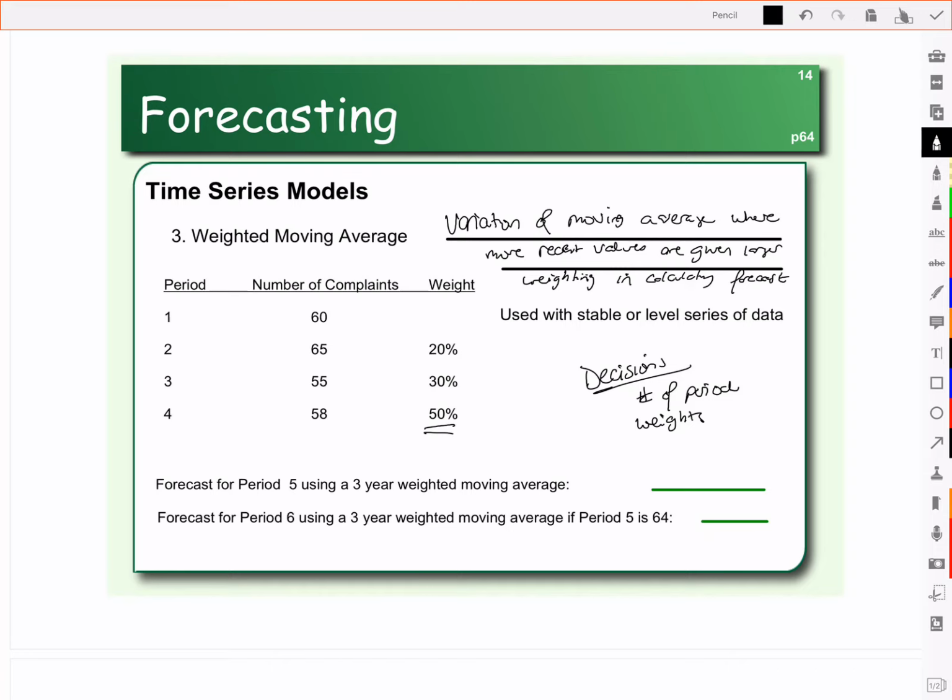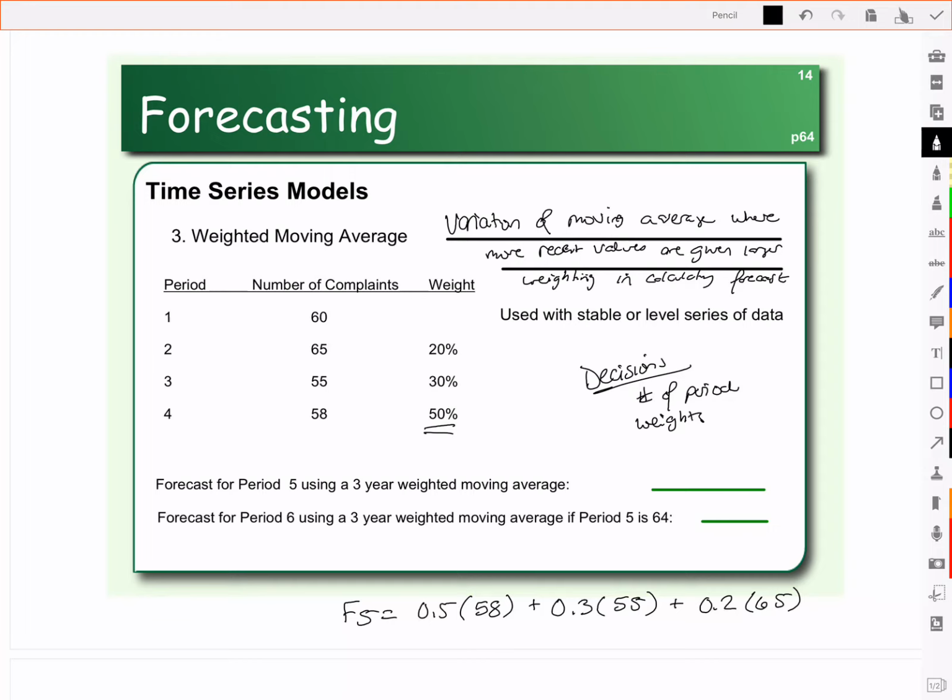So to find the forecast for period 5, what we do is we take our weight, so here 50%, and we're going to multiply it times the number of complaints in the most recent period. So we're forecasting period 5, we're using period 4. And then we have 30% times the actual from period 3 plus 20% times the actual from period 2. So notice I don't have to divide by 3 because by putting these percentage weights on it, it's already allocated to each of the complaints.